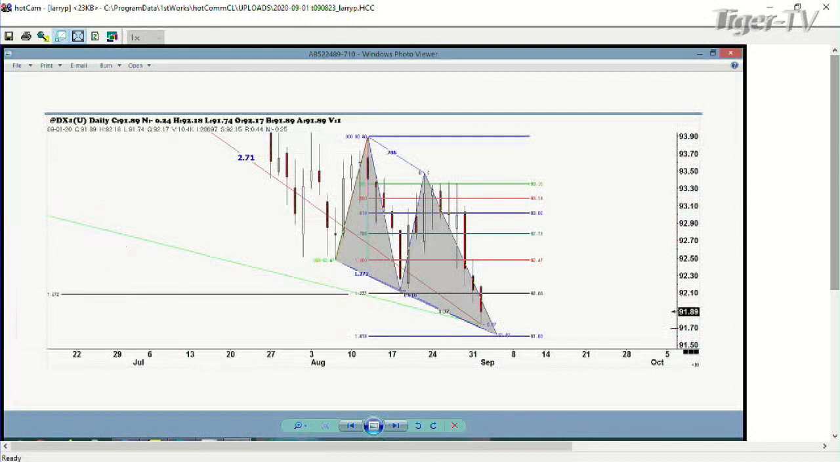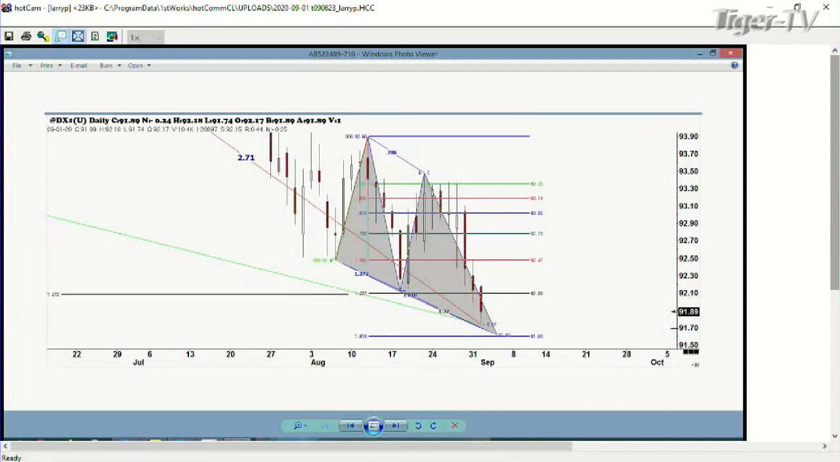You'll notice here on the bottom, you'll see the blue line. That's where the 1.618 expansion comes in, and that's at 91.60. The overnight low last night was 91.74. The ABCD structure on this came in at 91.74. In other words, if you measured the ABCD, it measured to 91.74.